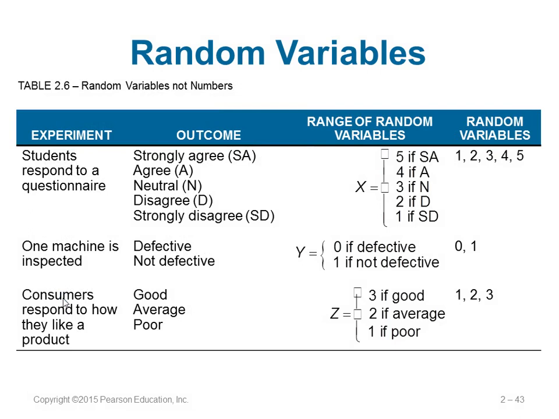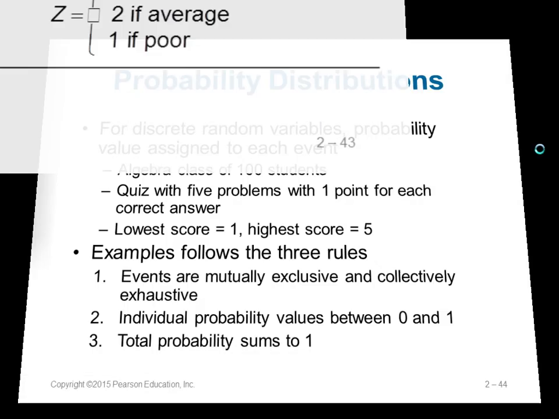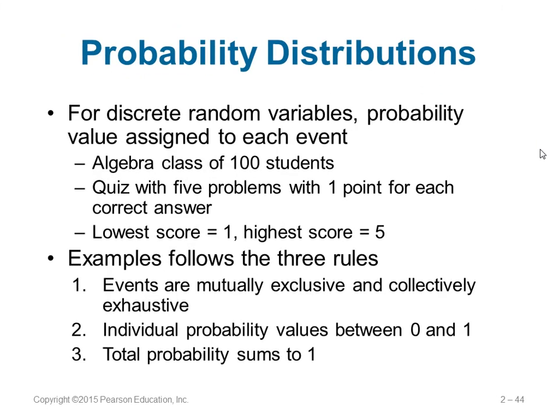And if you have students responding to a questionnaire, where strongly agree is 5, agree is 4 and so on, you represent them with some numbers, then again it's a finite list of numbers, so it is a discrete random variable. A machine is defective means it is 0. If it is not defective it is 1. Again, it is a finite list of numbers. So this is a discrete random variable here. So let's talk about a discrete random variable.